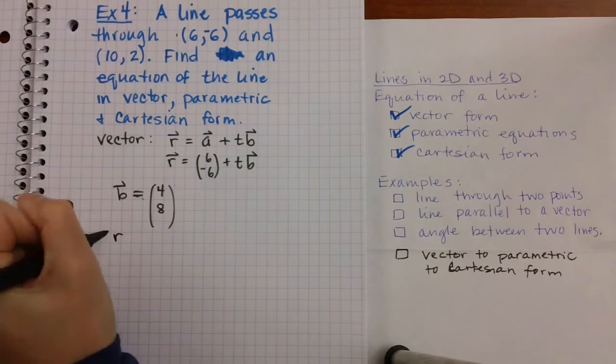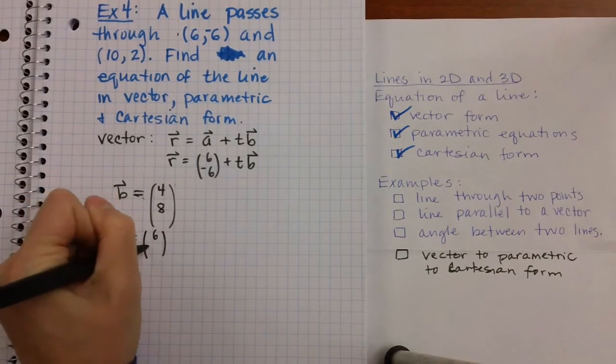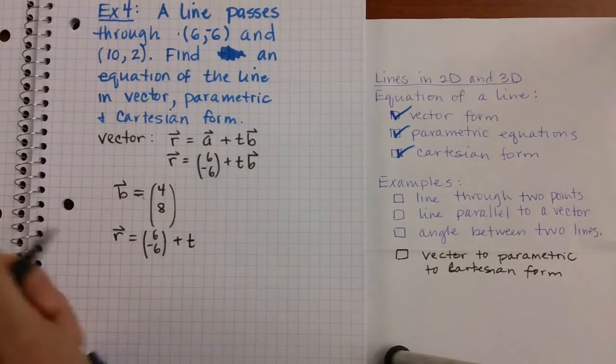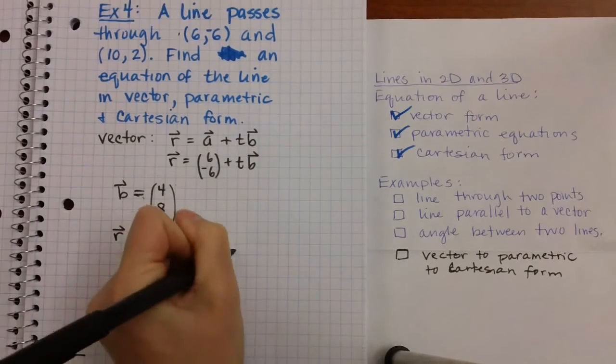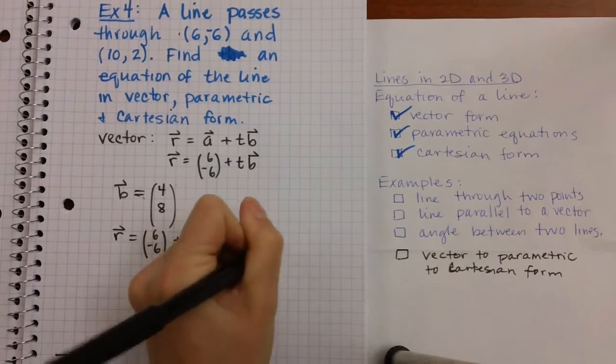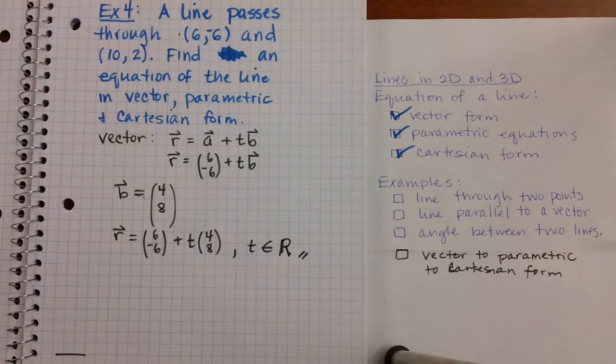So now I can put this together. The vector r is equal to 6, -6 plus my scalar parameter t times my direction vector 4, 8, where t is an element of the set of all real numbers. So that's the vector form of the equation of the line.